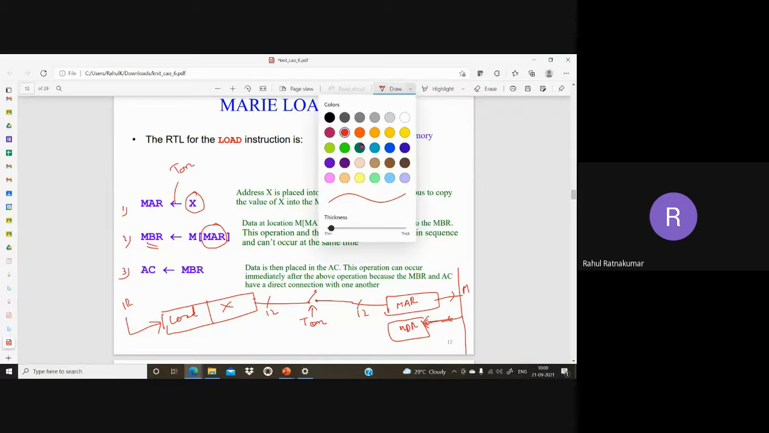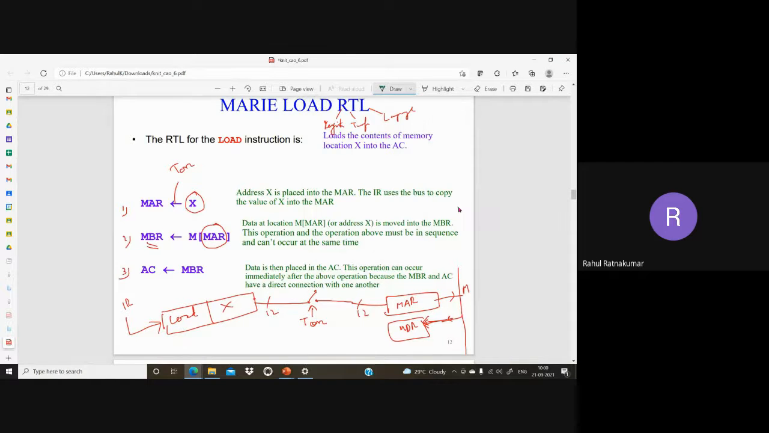For example, here also there is a switch. There's a switch which is triggered by this operation. This is maybe memory data on, something like this. So here the switch is on, memory data on. So this switch is on, so corresponding to the MAR location, I'm getting data into MDR. Okay, now the data is in MDR.